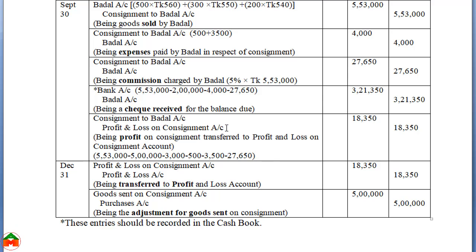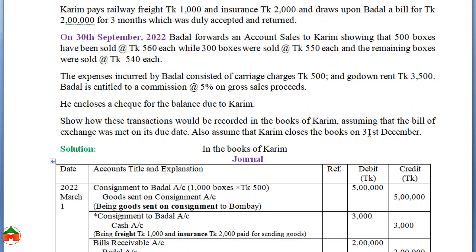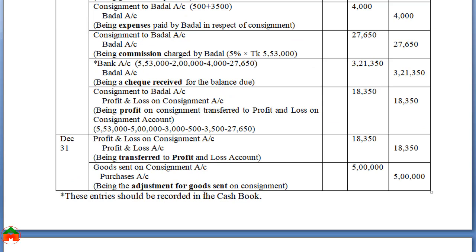Since this is a temporary account, we need to transfer it to the original profit and loss account. That's why at the end of the financial year, we will transfer the profit and loss on consignment account credit. For transferring it, we will show it on the debit side, and we are transferring the profit to the original or general profit and loss account. That's why profit and loss on consignment account debit and profit and loss account credit.